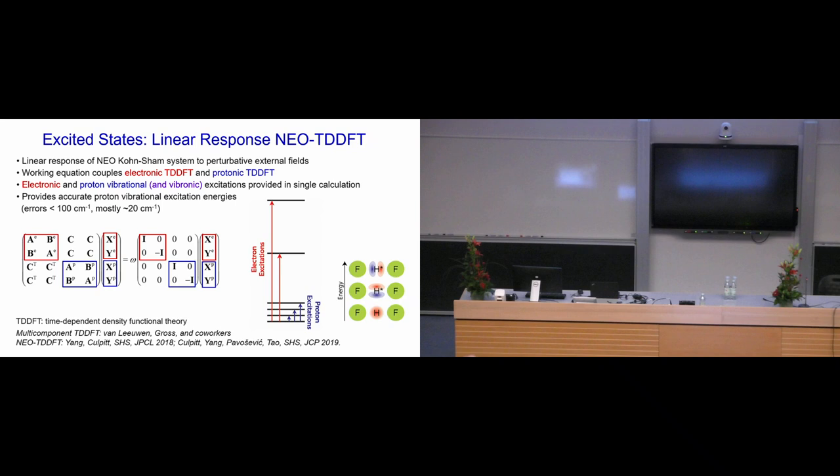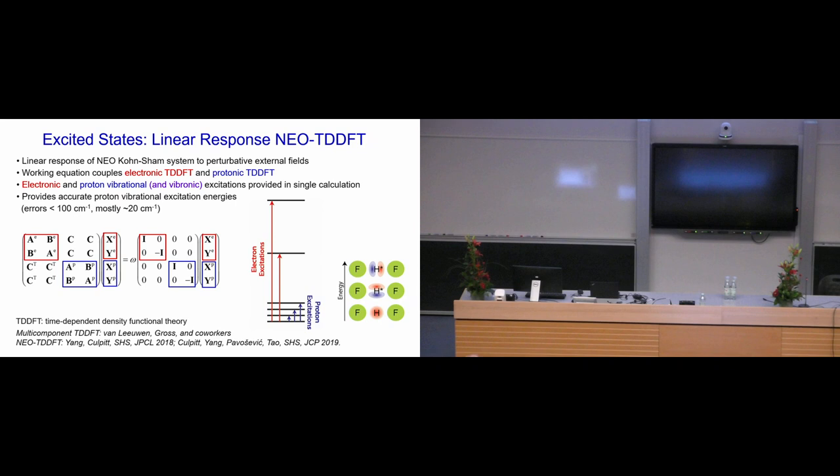to electronic structure TDDFT. So our working equation just couples the electronic TDDFT, that's in these red squares here, with the protonic TDDFT, that's in these blue squares here. We have a bunch of matrices A, B, and C. C is coupling the electrons and the protons. All of this is in these papers. I'm skipping over all the math.